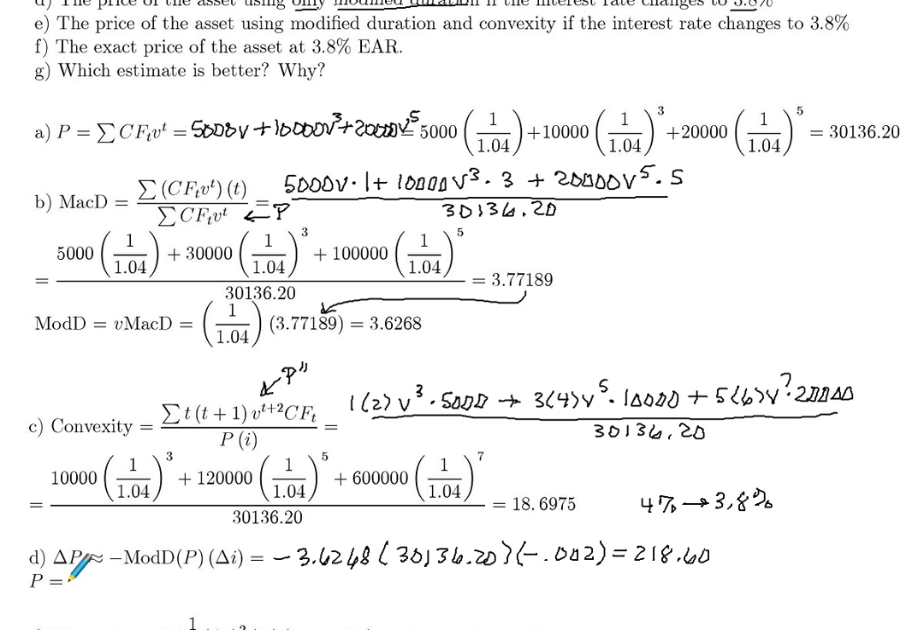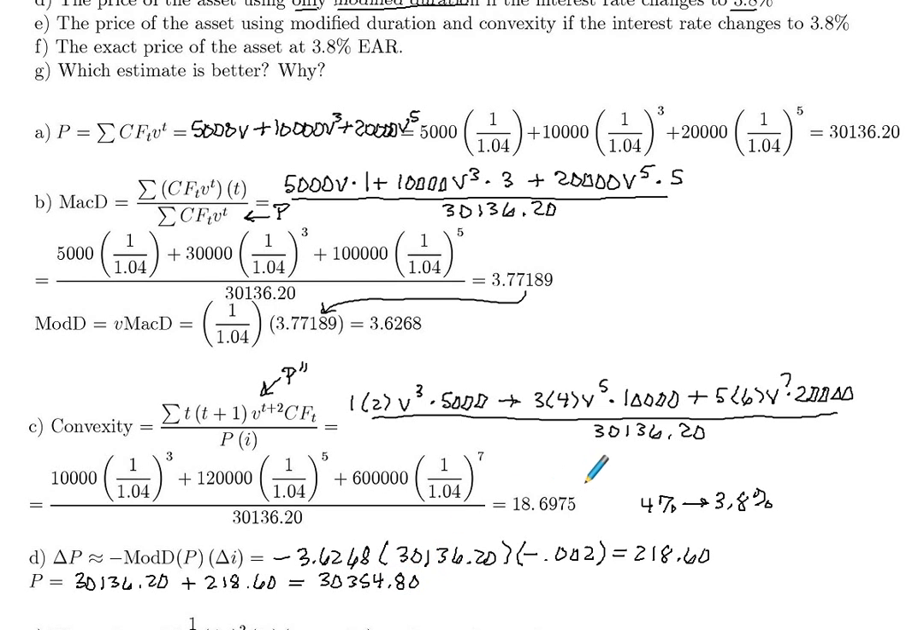So then our new price here is going to be the 3136.20. And then our change in price is positive here. So this is plus 218.60. So we add that on. So we get a total there of 3354.80, if we do the calculator work.